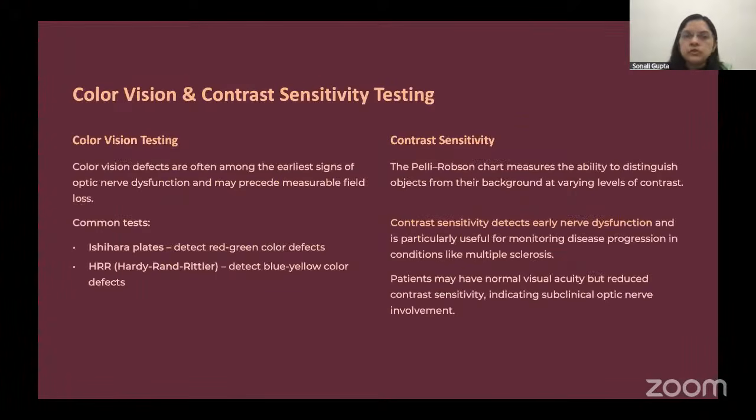Coming to the color vision and contrast, they do help us in picking the earliest signs of optic nerve dysfunction, and they can precede a measurable visual field or a visual acuity loss. So they are very sensitive to checking the early stages.